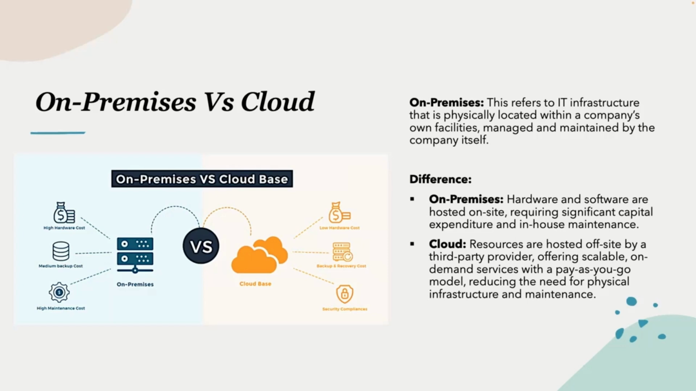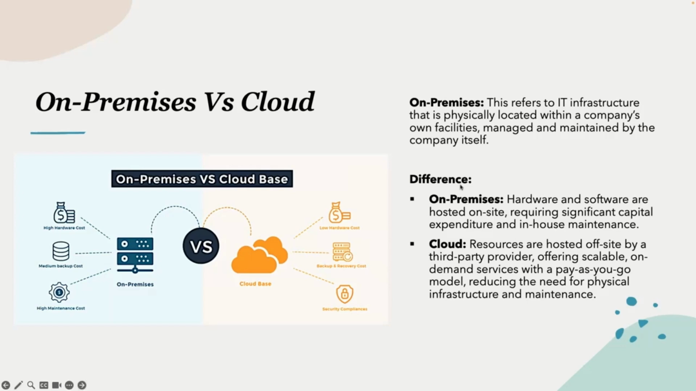This clearly marks the difference between the on-premises and the cloud, where on-premises are facilities or data centers that are owned by organizations or companies that manage and maintain those facilities themselves. Whereas the cloud service providers such as Amazon, Azure, and Google manage and maintain their cloud data centers.